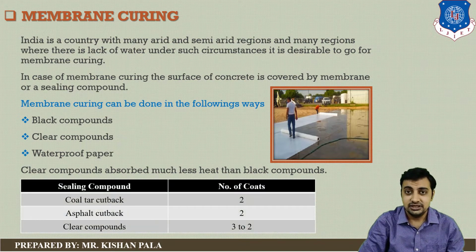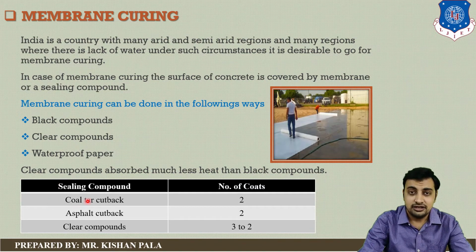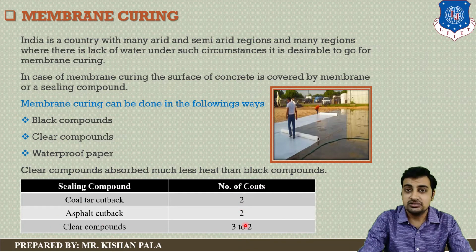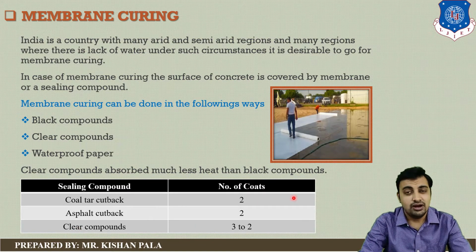And here you can see on your screen a table showing the sealing compounds like coal tar cutback, asphalt cutback, and clear compounds, and the number of coats required for each. Two coats are required for the coal tar cutback, two coats for the asphalt cutback, and three or two coats for the clear sealing compounds. So these are the compounds and the number of coats required for the particular sealing compounds.